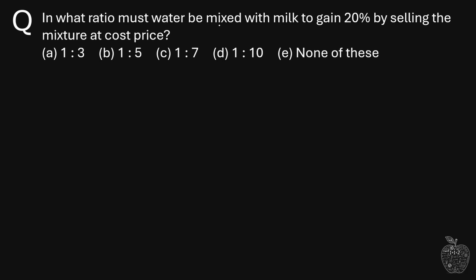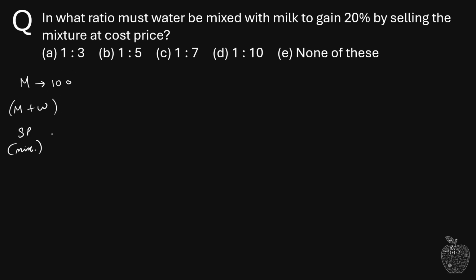In what ratio must water be mixed with milk to gain 20% by selling the mixture at cost price? So first of all, let's assume that m liters of milk is bought at 100, and what the milkman does is, in this milk he adds water. Now we have a new mixture here, and by selling the mixture at cost price, the selling price of this mixture is the same as that of the cost price.